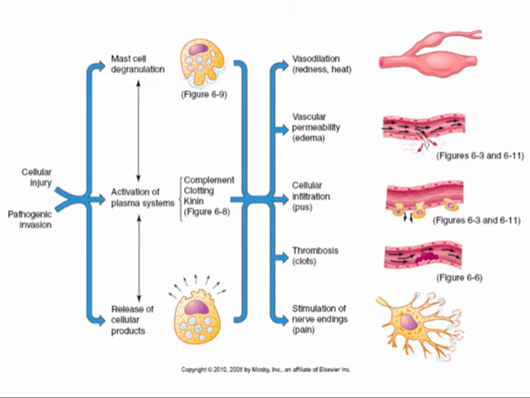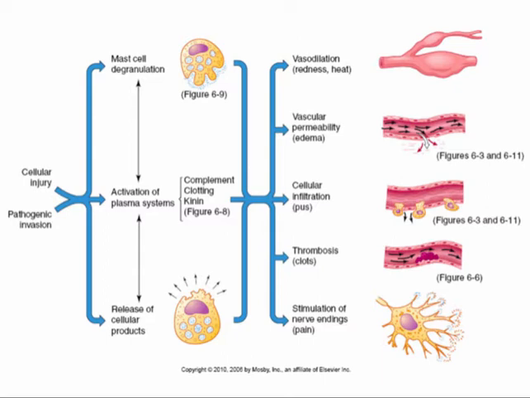So this is just a good way to look at it. When you look at cellular injury over on the left, or pathogenic invasion, what happens with the innate immune response is you get a combination of factors. One is mast cell degranulation, and we'll talk about that too. But you also get activation of the plasma systems, and these are really a combination of three systems that work together. It's a cascade event, so you have the complement, clotting, and kinin systems that work together. And I'll go through those with you too.